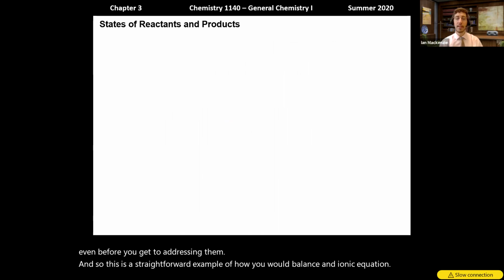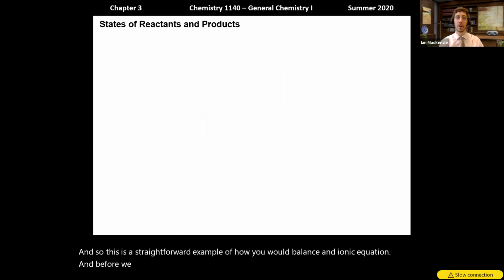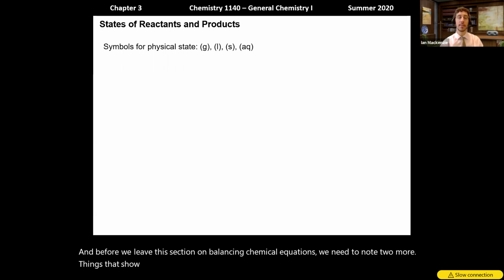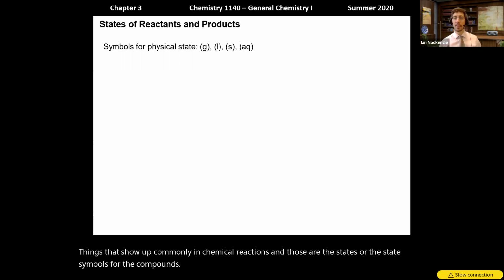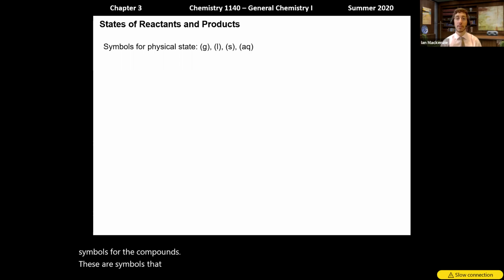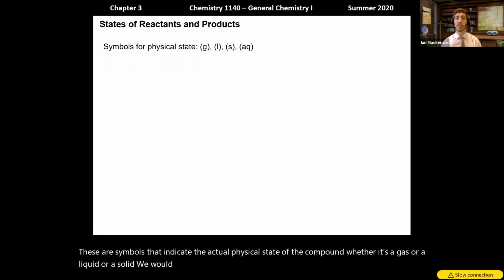And before we leave this section on balancing chemical equations, we need to note 2 more things that show up commonly in chemical reactions. And those are the states, or the state symbols for the compounds. These are symbols that indicate the actual physical state of the compound, whether it's a gas or a liquid or a solid. We would use G, L, or S in parentheses after the chemical formula.